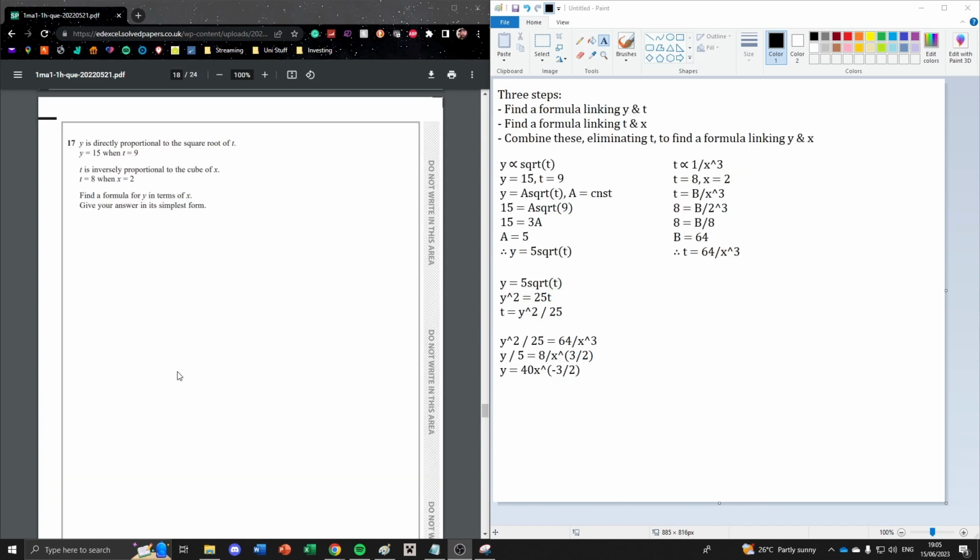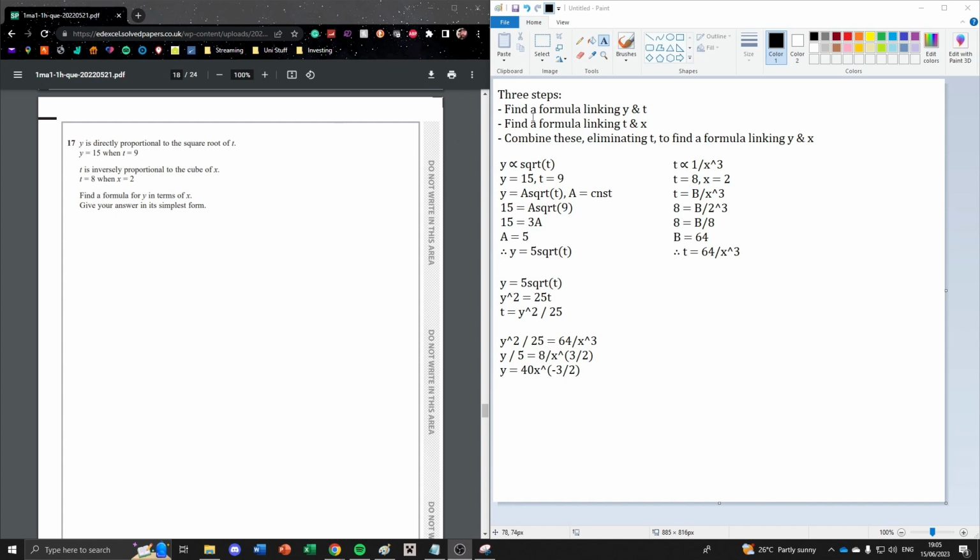Question 17 is about direct and inverse proportion. So we're told that y is directly proportional to the square root of t, and y equals 15 when t equals 9. We're also told that t is inversely proportional to the cube of x, and t is equal to 8 when x is equal to 2. And we're asked to find a formula for y in terms of x in its simplest form.